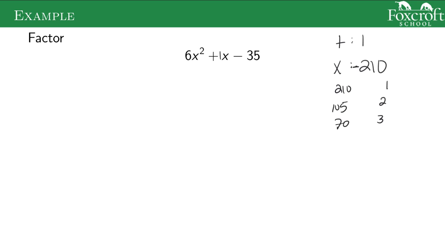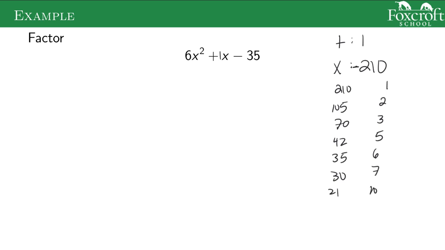When I do 210 divided by 4, I get a decimal, so that means it's not an even thing, so I can skip 4. Next is 5 and 42. 6 works, 6 and 35. 7's going to work, 7 and 30. This one has a lot of factors. 8 does not work. 9 does not work. 10's going to work, 10 and 21.